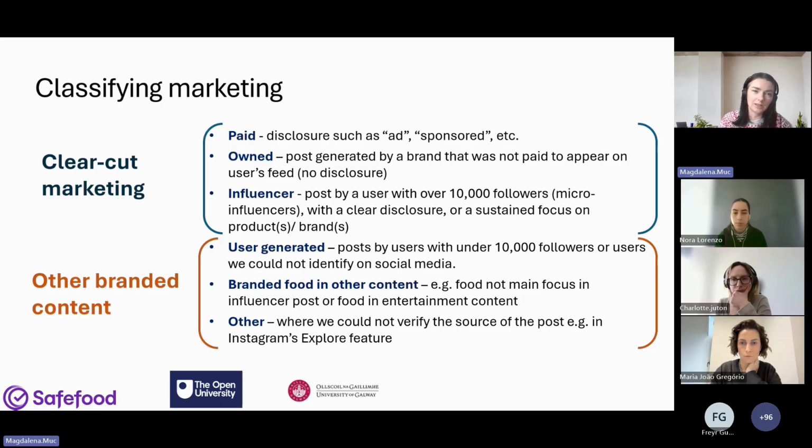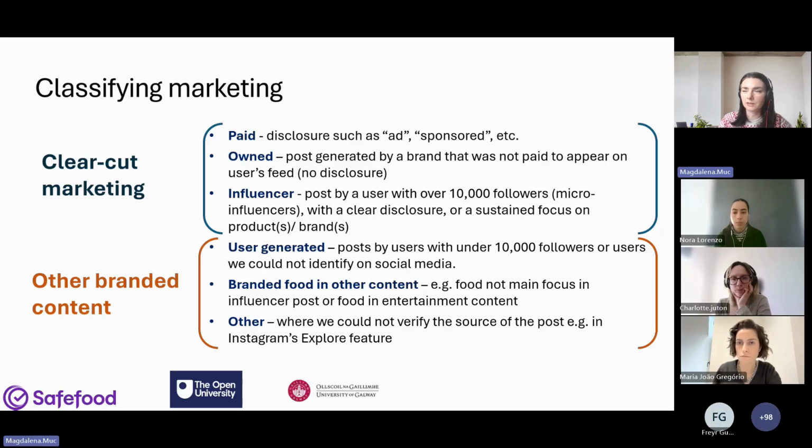Then there is owned marketing that should clearly be considered marketing. It's the marketing that brands are posting on their own social media pages or their own spaces like websites. So for example, Burger King, Coca-Cola, they have their own Instagram page and whatever they post there, but they do not pay for it to be promoted and appear independently on a targeted audience feed, it will be owned marketing.